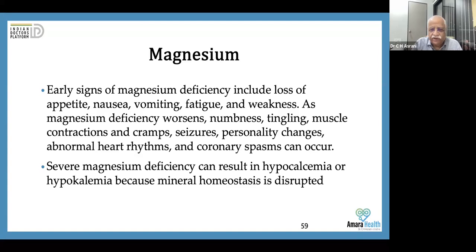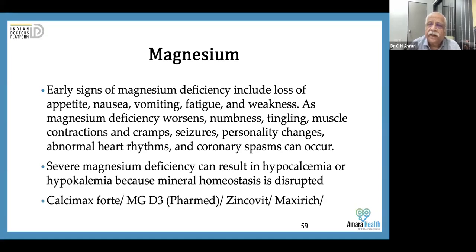Severe magnesium deficiency can result in hypocalcemia or hypokalemia because the homeostasis is disrupted. So you may not get symptoms of hypomagnesemia, you may get symptoms of hypocalcemia or hypokalemia.